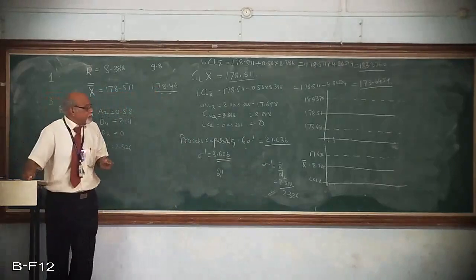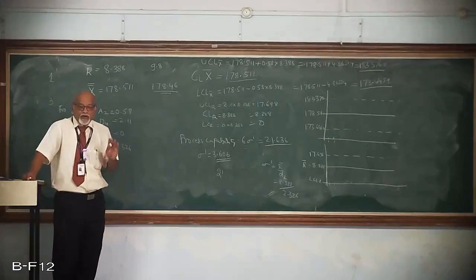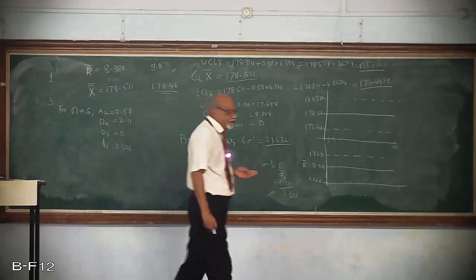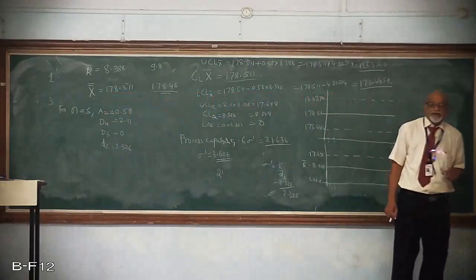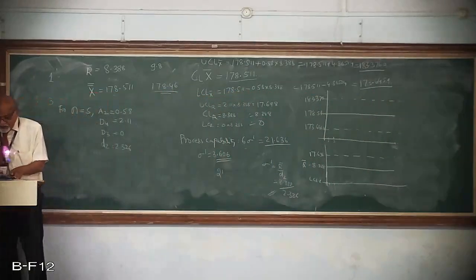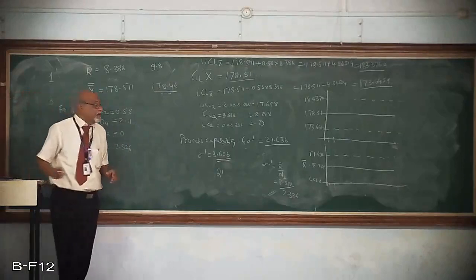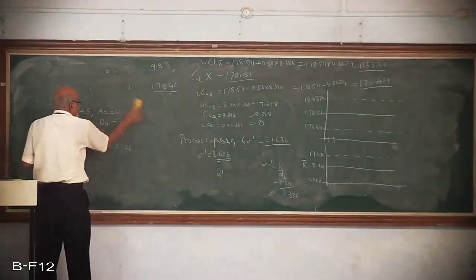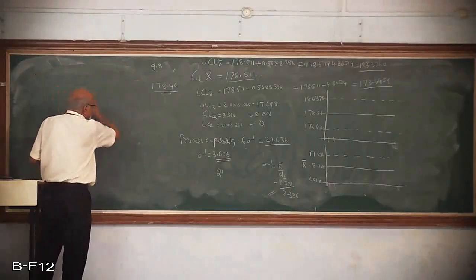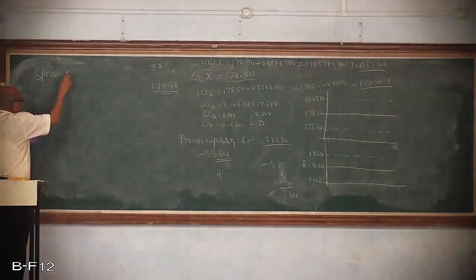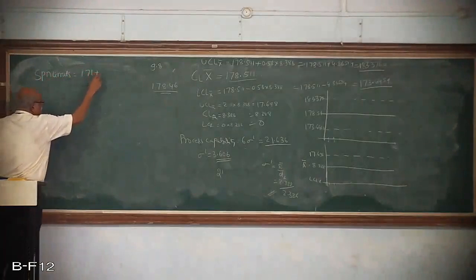If you observe this problem clearly, we have got 3 limits. Let me take up the X bar chart. What are those limits? One is the specification limit, which is specified by the designer, and it is given in this problem as 171 plus or minus 11.